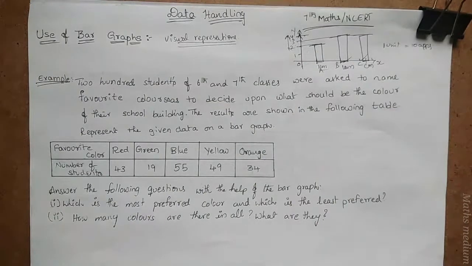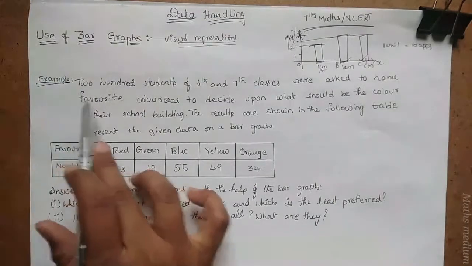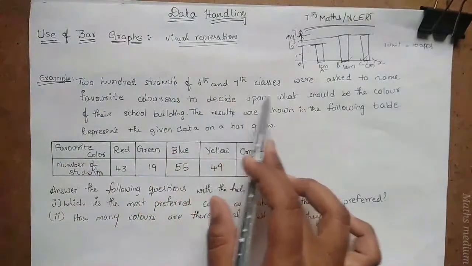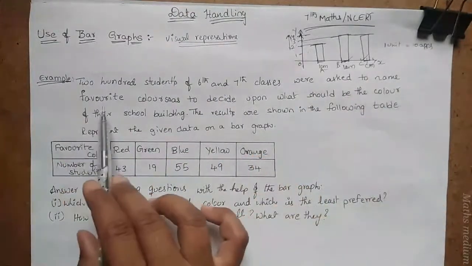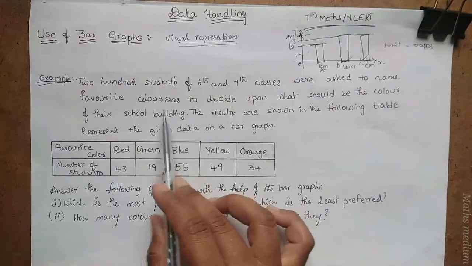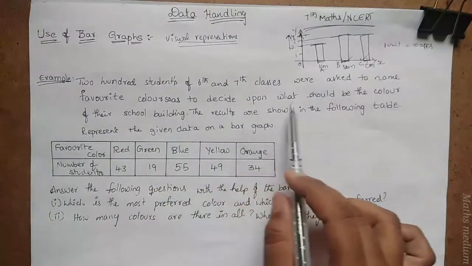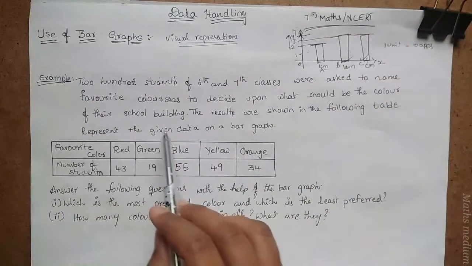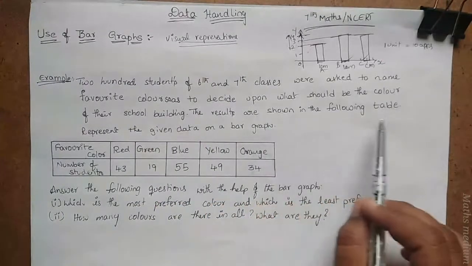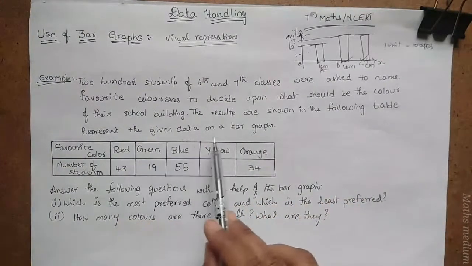Let's start with the example. 200 students of 6th and 7th classes were asked to name favorite colors, so as to decide upon what should be the color of their school building. The results are shown in the following table. Represent the given data on a bar graph.